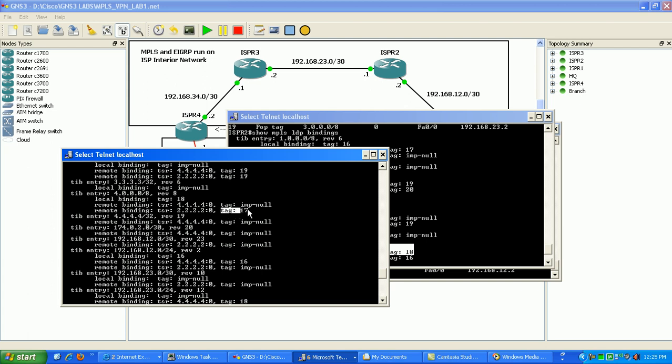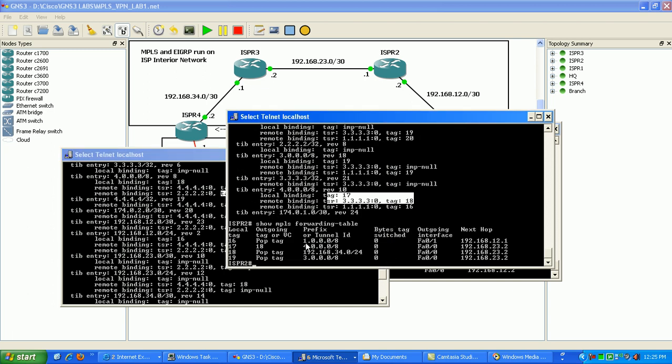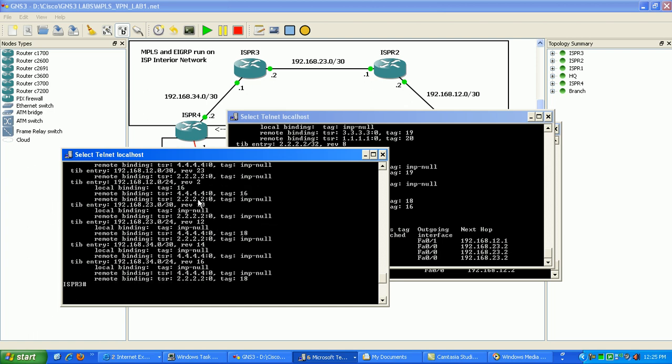I'm sorry, it's receiving a tag of 17 from router 2, but it's not going to use that because the forward network is not behind router 2, it's behind router 4. Okay, so it's receiving a tag of 17 from router 2, as we can see in router 2. Remember, the local tag for the forward network shown in the forwarding table here is 17. So it's passing that 17 label off to router 3. But router 3 isn't using that.